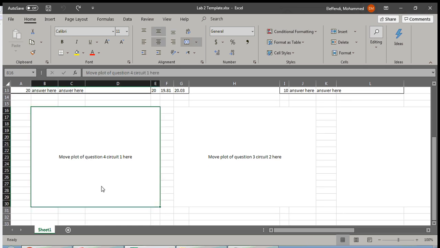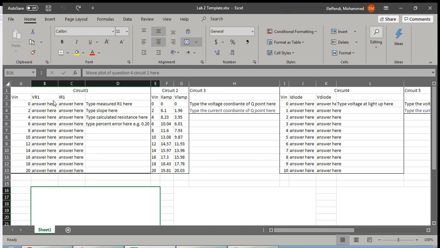The plot will not be graded, only the data is graded, but you still need to create the plot to do your calculations. So after you do the plot and find the equation of the line, you will find the slope and put it here. The slope will have units of 1 divided by ohms. This is because we have I versus V. Find the reciprocal of the slope and you will have the value of R in here.